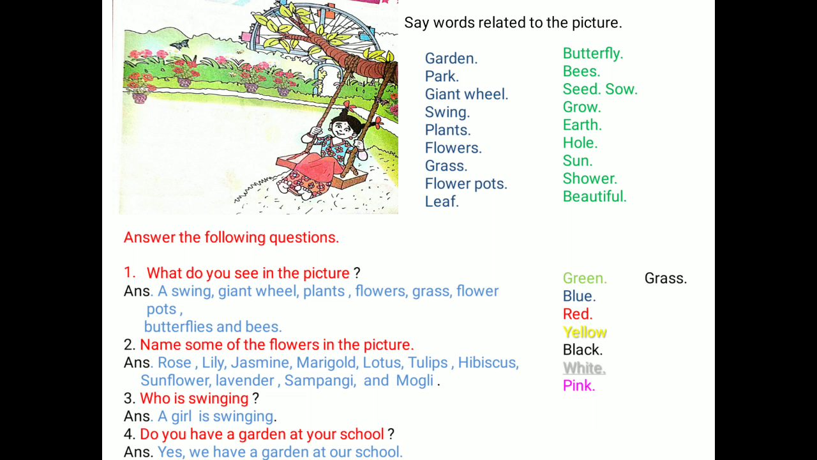Grass, rose, crow, yellow, lily. Okay, children, you have read in a good manner. You learn these words.